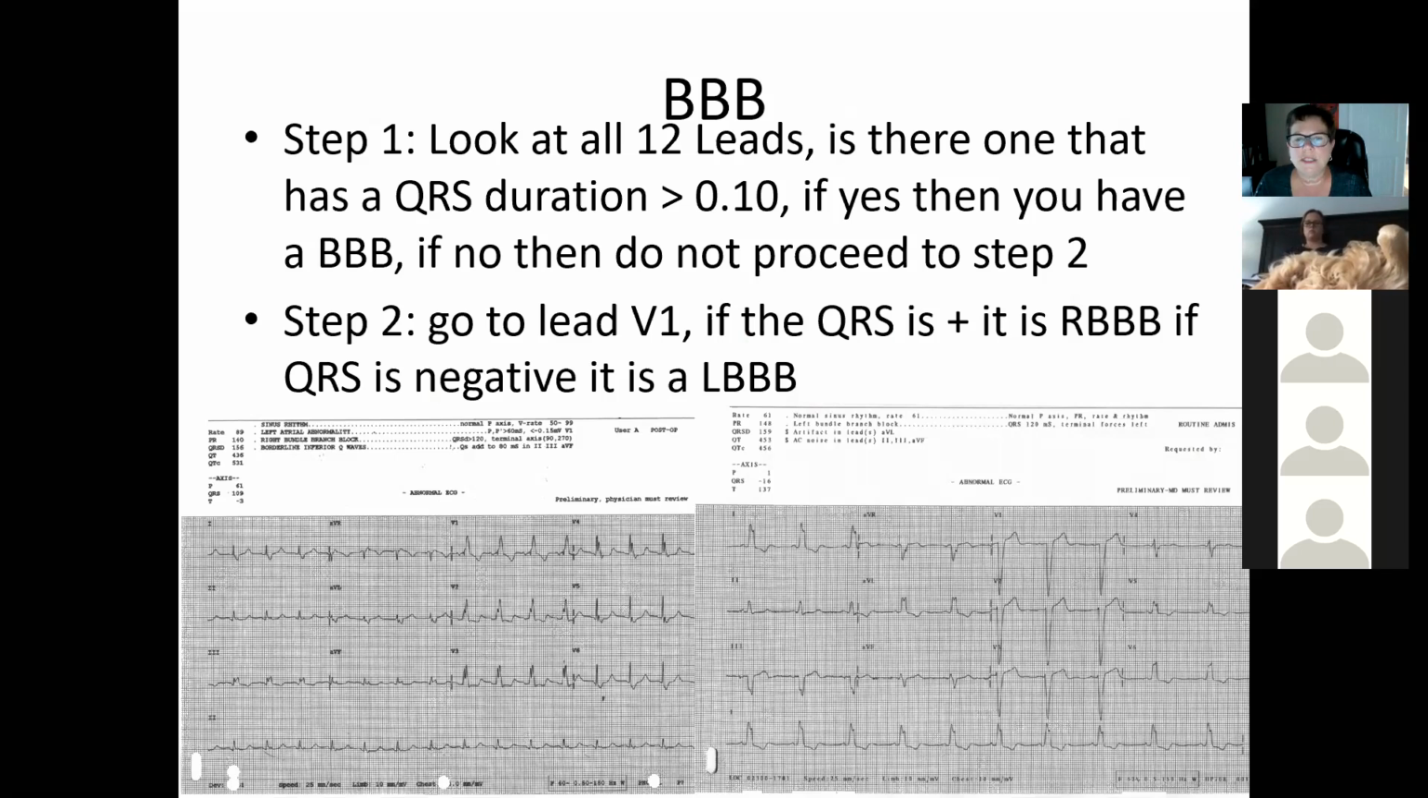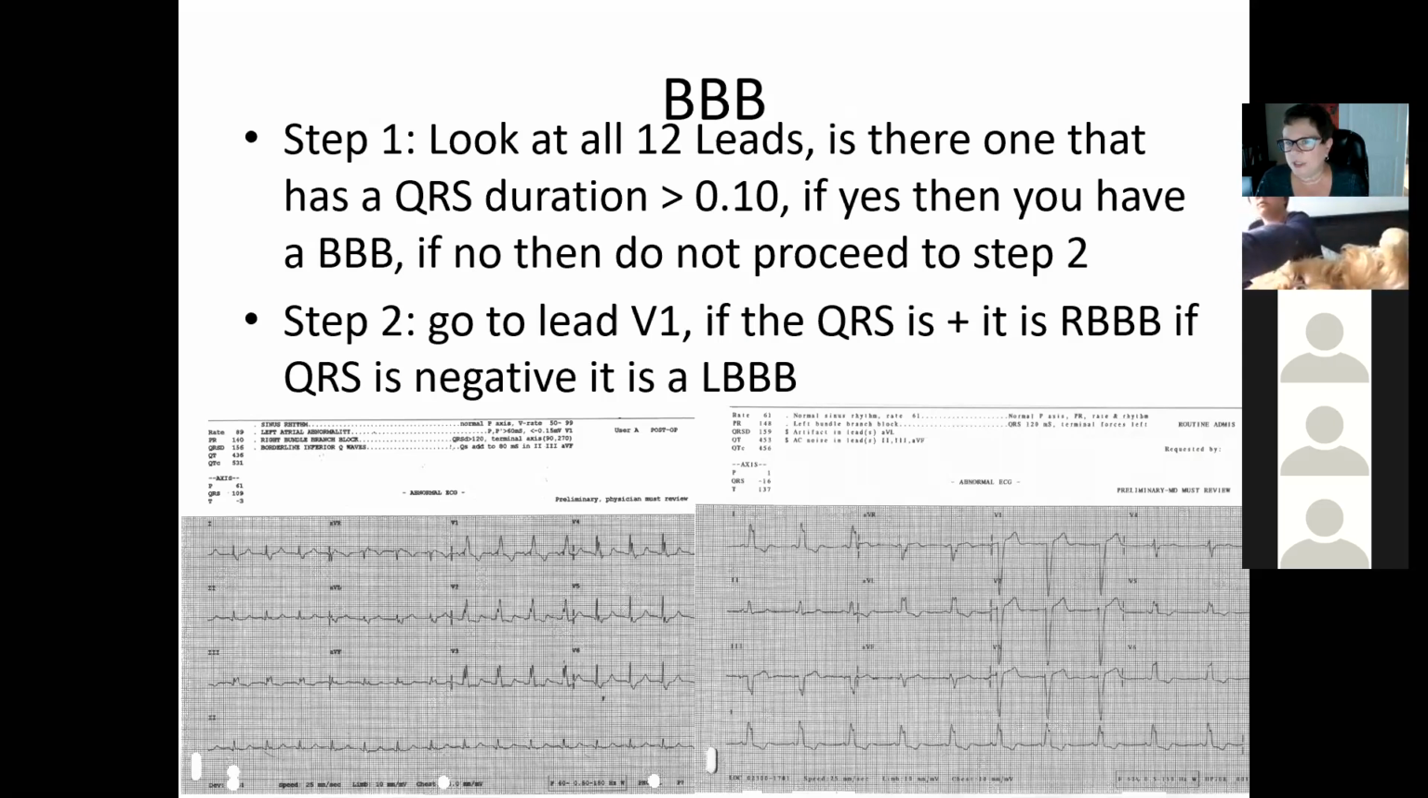Then I go to step 2 and I look at V1. V1 should be negative. If my QRS is positive in V1, I have a right bundle branch block. If my QRS is negative in V1, then I have a left bundle branch block. It's as simple as that. It gets much more complex when we talk about hemiblocks.